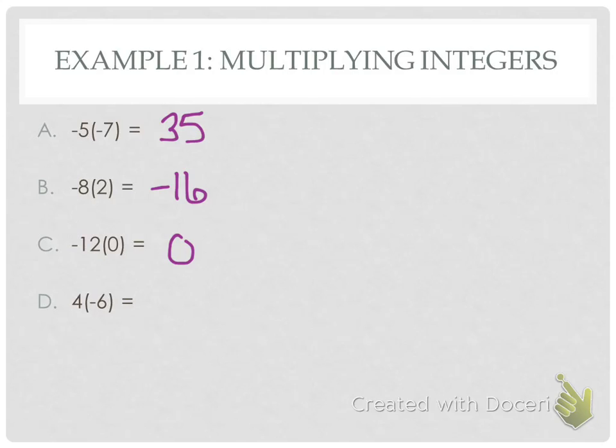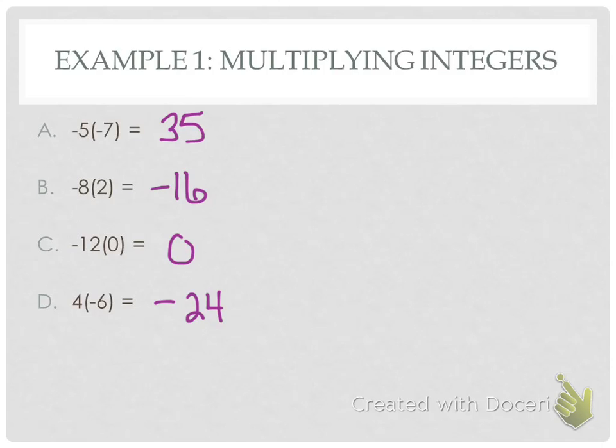All right, and then what about D? 4 times negative 6, will my answer be positive or negative? Negative what? 24. Okay? And that's the mental process that I want you to go through when you're doing your homework problems tonight. The first thing you ask yourself is, what will my answer be, positive or negative? And write the sign right there in your answer. If it's going to be negative, put it in your answer before you multiply it.